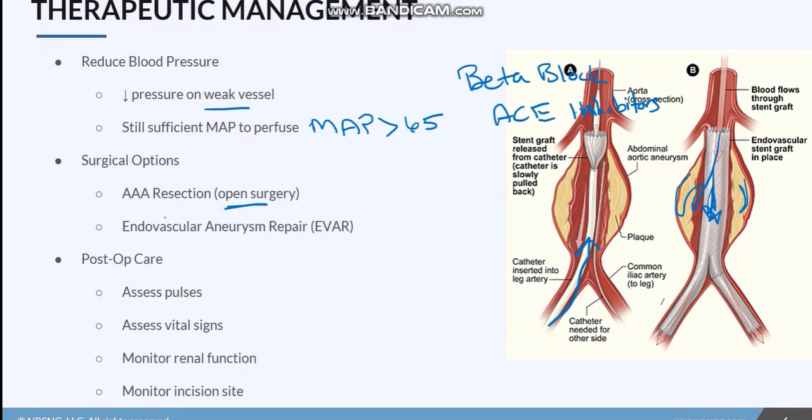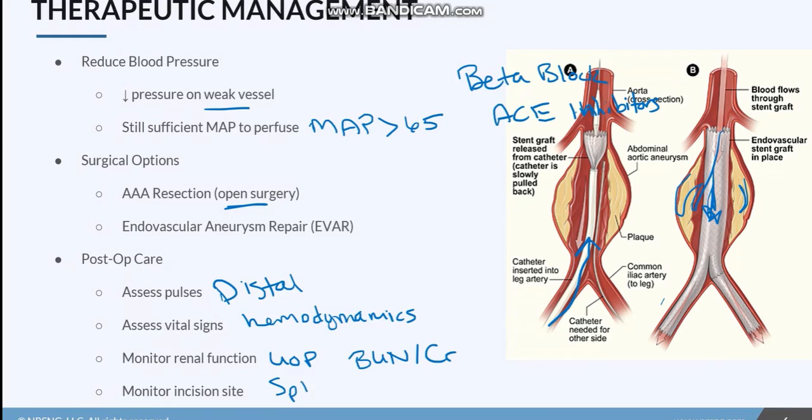Either way, with either of these procedures, we want to make sure we assess pulses distally. So we're going to especially assess pedal pulses. We also want to assess vital signs and monitor hemodynamics in case they may have a rebleed or anything like that. We're going to monitor renal function. So that would be looking at urine output as well as BUN and creatinine lab values. And then we want to monitor that incision site to prevent infection or other complications. Usually we'll have the patient splint when they need to cough or take deep breaths. That protects them from dehiscence or evisceration, but it's also much more comfortable.